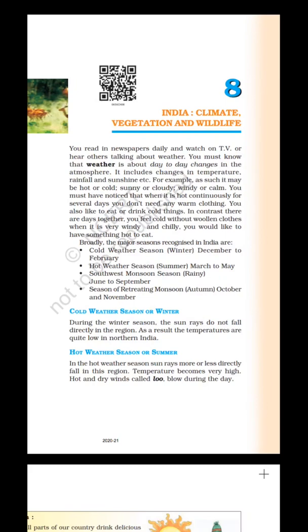Broadly, the major seasons recognized in India are: cold weather season, winter, December to February; hot weather season, summer, March to May; southwest monsoon season, rainy, June to September; and season of retreating monsoon, autumn, October and November.